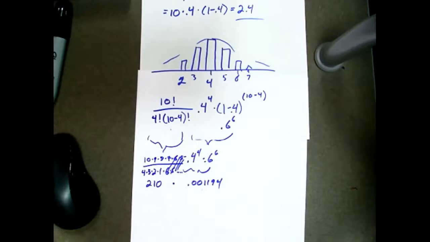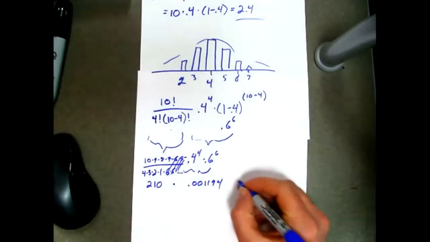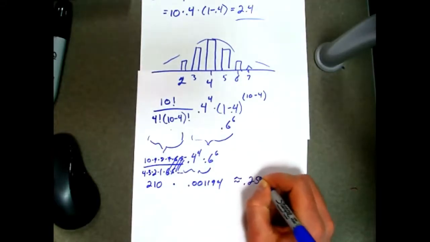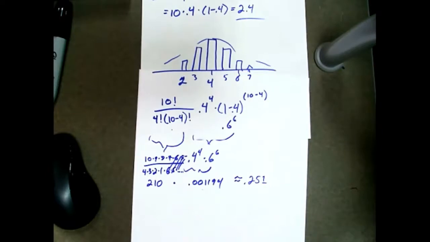Any questions over anything I did there? Yeah, as I say, if you round to the 3rd decimal, it should be about 0.251, I think. Any questions over any kind of step or the procedure there?